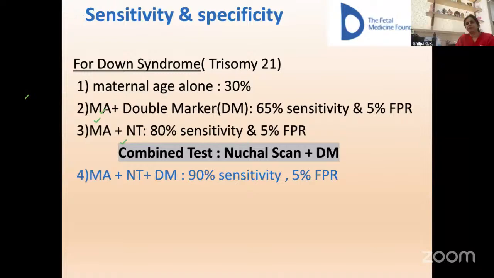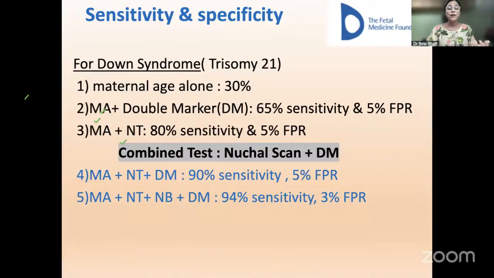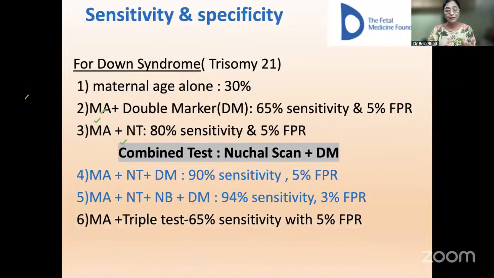So this is the beauty, and this is done early on at 11 to 13 weeks, 6 days. So earlier, a good sensitivity. So this is a good screening test. Now, when we add further markers, nasal bone, ductus venosus, etc., the sensitivity improves to 94%. And the most important part is the false positive rate reduces to 3%. So we are reducing the number of invasive procedures. And that's the beauty of adding other markers.